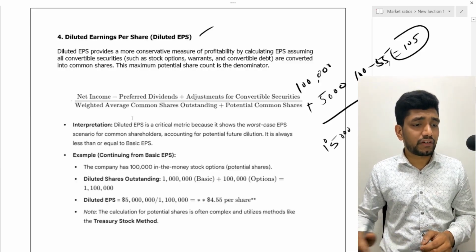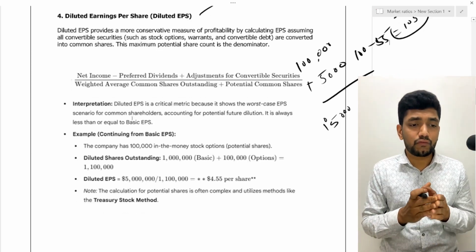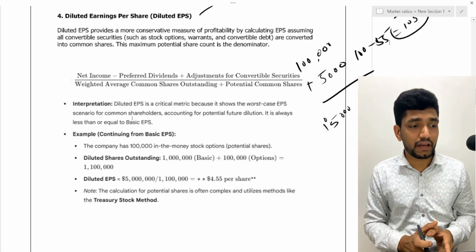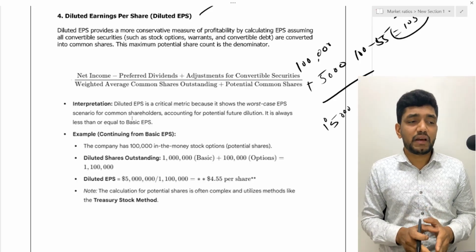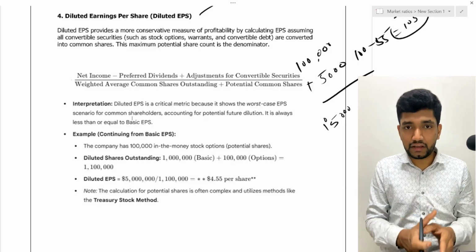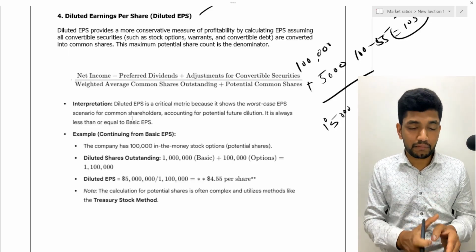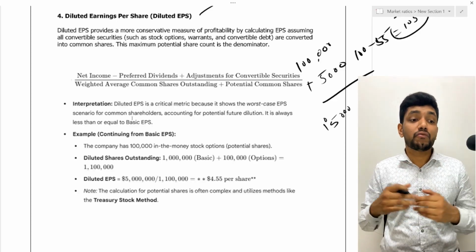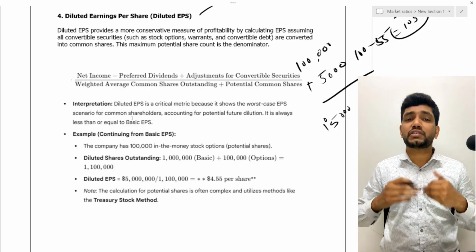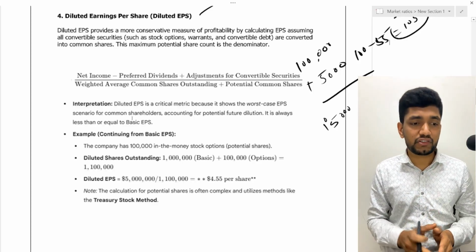So diluted earning per share is a critical metric because it's a worst case EPS scenario for common equity shareholders. The basic earning per share shows the actual expected earning per share, but the diluted earning per share shows the worst case. If all the conversions happen, what will your earning per share be?